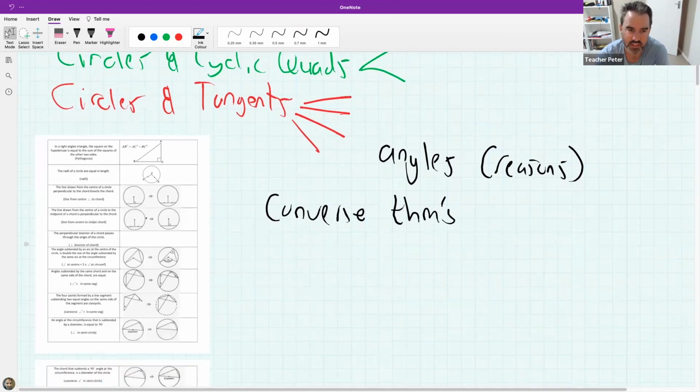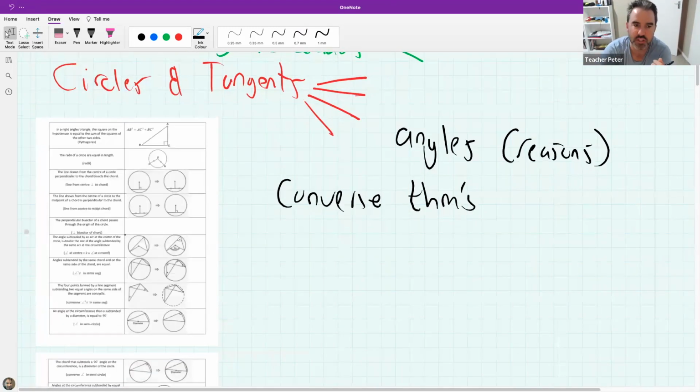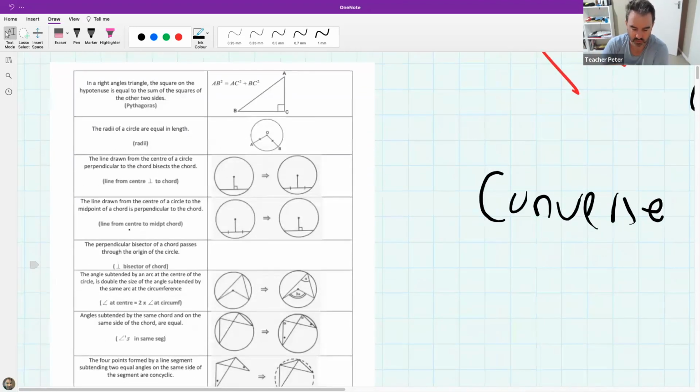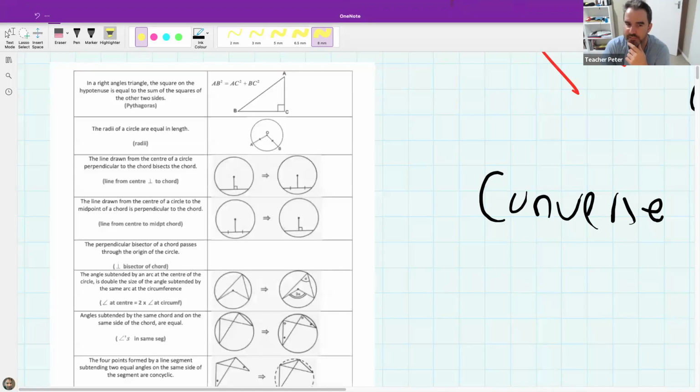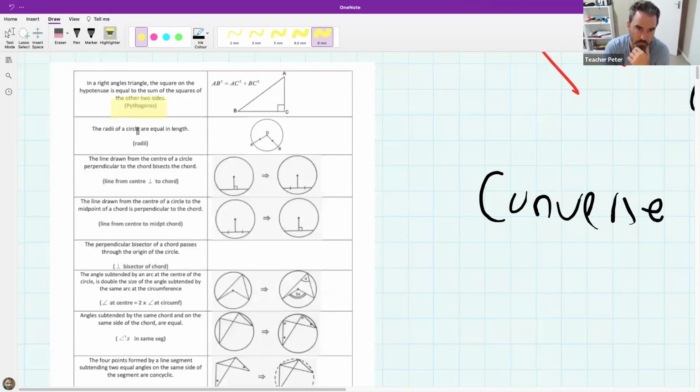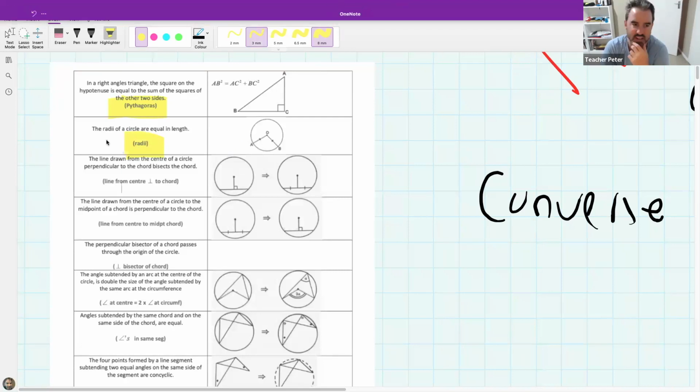Now, when you use these facts or theorems, you do need to be aware of reasons. And so I just want to have a quick look down memory lane of some of the facts and theorems you should be aware of. So Pythagoras, that's something you should know about. Radii in a circle, so that they make isosceles triangles. This is an important idea.